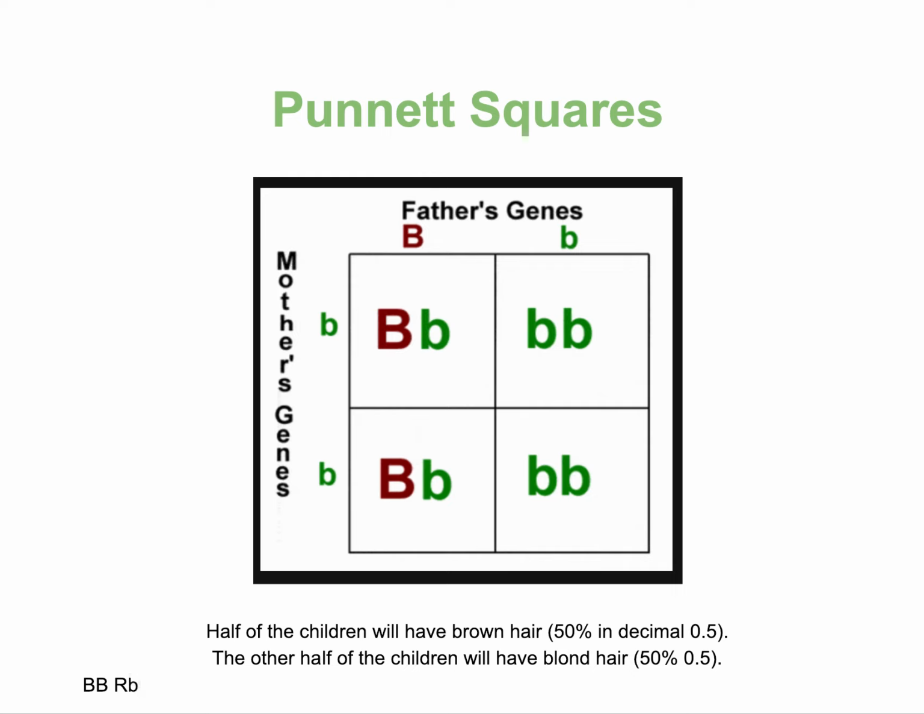That's impossible. So this genotype table pretty much breaks it down: if you have parents where dad has brown hair with genes uppercase B, lowercase b, and mom has blonde hair, then the kids will have either this gene or this gene, lowercase b, lowercase b.